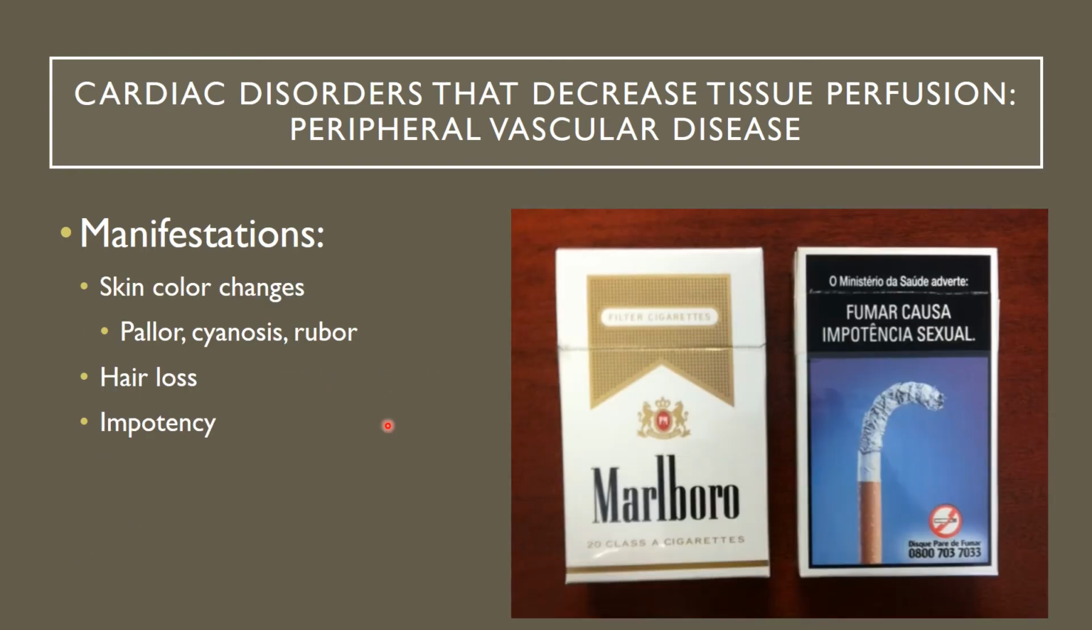So we see skin color changes, and hopefully you're familiar with these three terms: pallor, cyanosis, and rubor. If you're not, I will describe them here for you once again. Pallor is going to be a pale appearance because you have a decrease in blood flow. Cyanosis is the blue appearance to skin because you have an increasing incidence of deoxygenated hemoglobin circulating through your system. And rubor is going to be red. Okay, and so we could get hair loss in areas that are affected by this peripheral vascular disease, and oftentimes we'll find areas on the legs that are hairless, and then what every man fears is impotency, right?